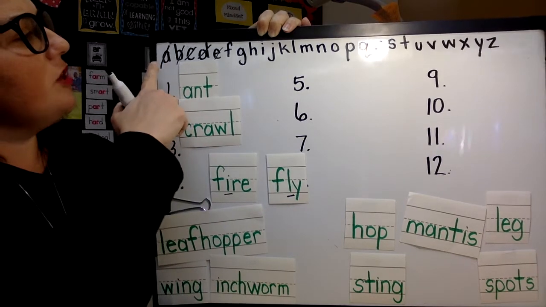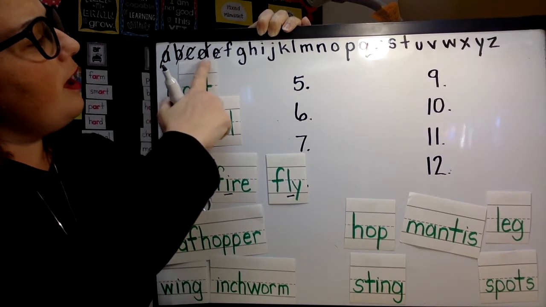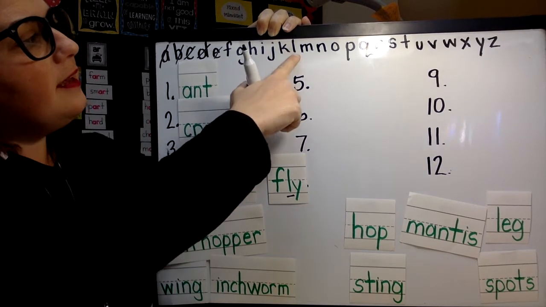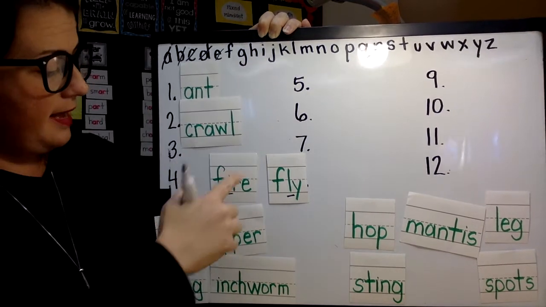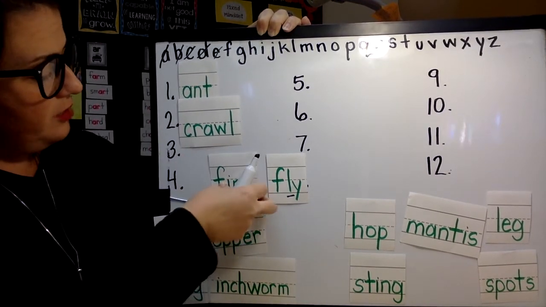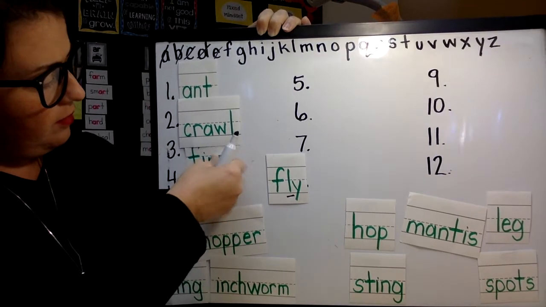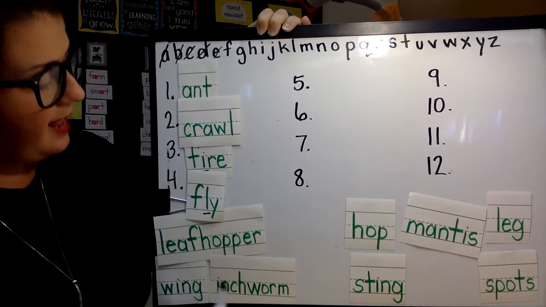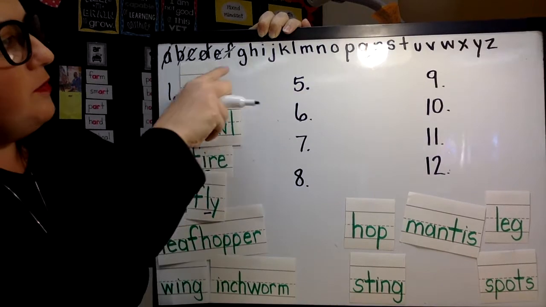Well, let's see. I'm going to start right here, and you let me know when I get to them. Looking for I and L. Oh, there's I, and L's down there. So which one comes first? Letter I. So fire is going to come first. Let me scoot it over there. And then fly will come next. And now we're through with letter F. All right, moving on to the next one.